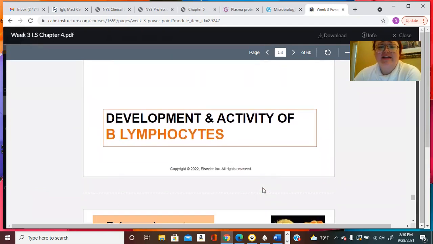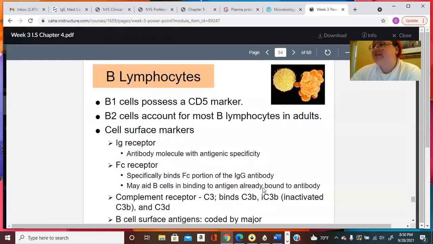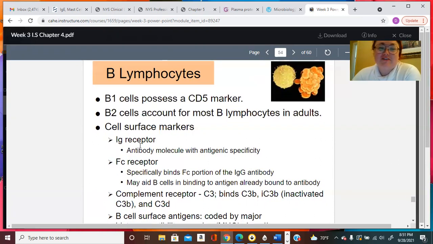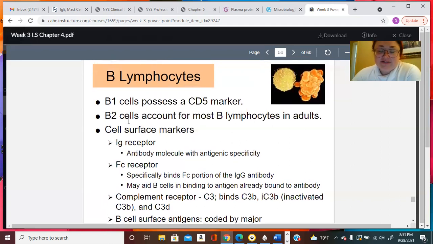Okay, so development and activity of lymphocytes. Essentially, when we're talking about B lymphocytes, we're talking about a little different process. There are essentially two types of B cells: B1 cells and B2 cells. What do you need to know about B1 cells and B2 cells?